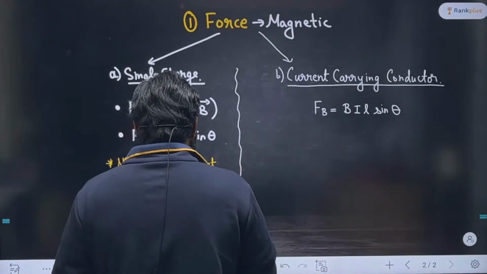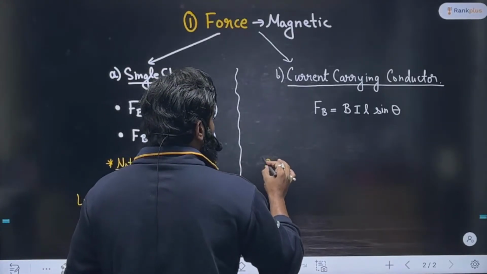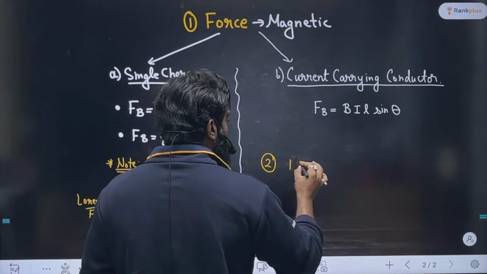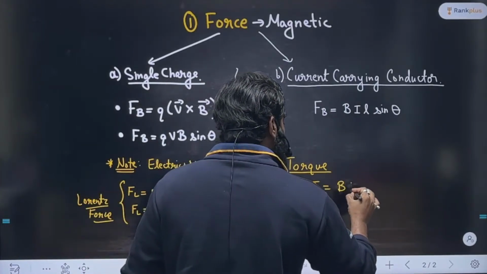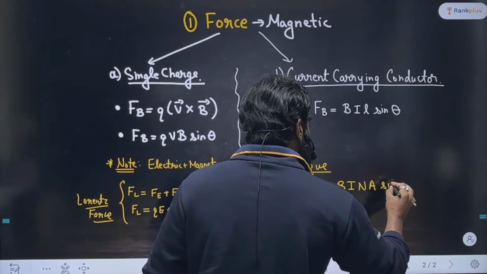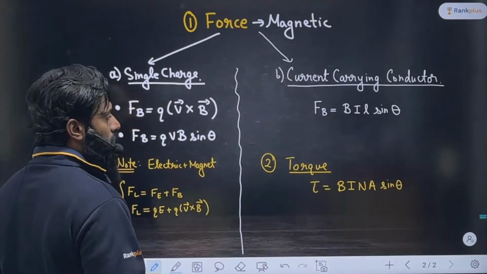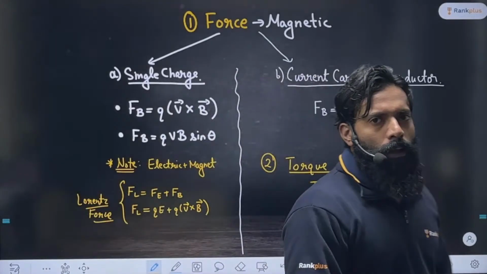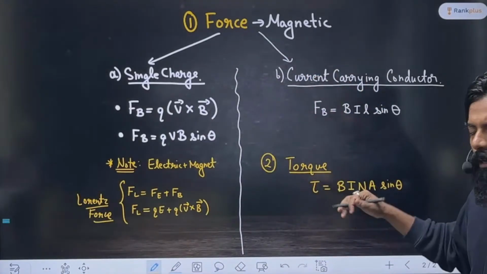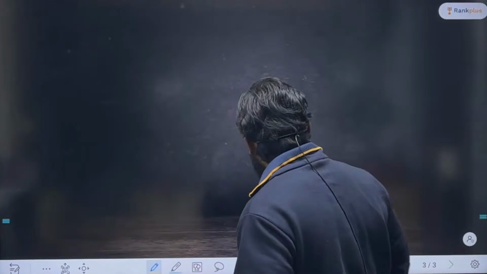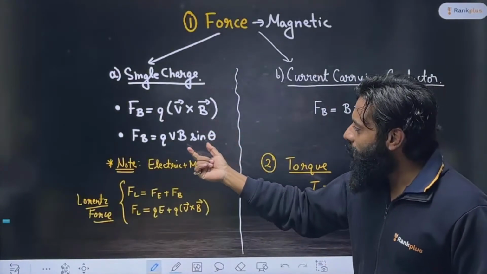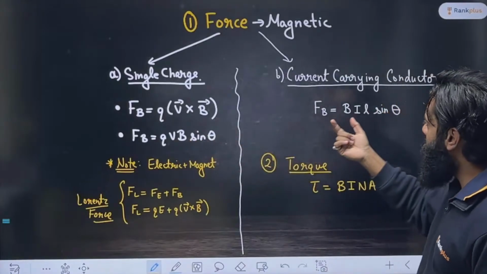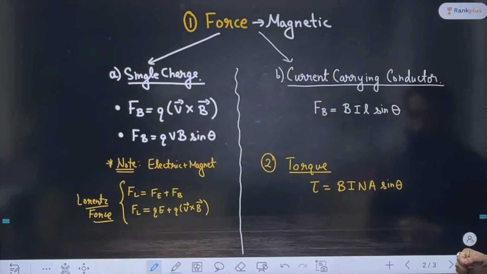Now, the second part is if you have to find the torque, then torque is equal to BINA sine theta. BINA sine theta. It's also a very important formula. And once we are done with the forces and the torque, now it's time to find the magnetic field, right? Here also we have to find the magnetic field. So how are we going to find the magnetic field?